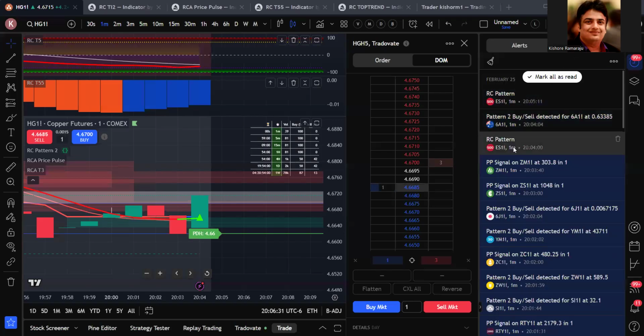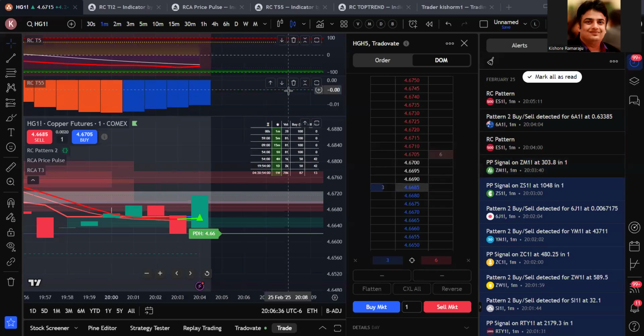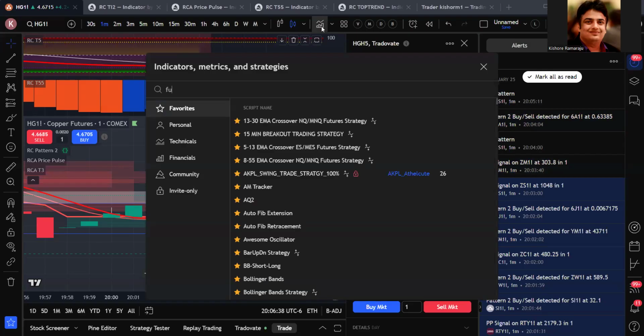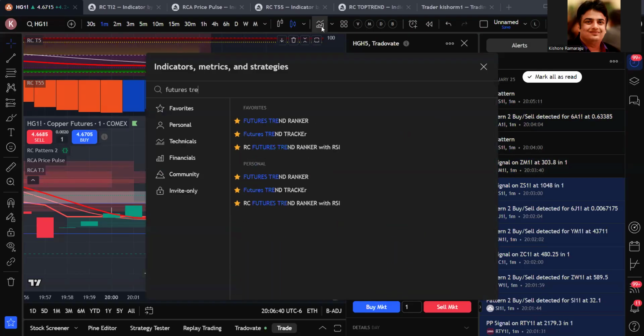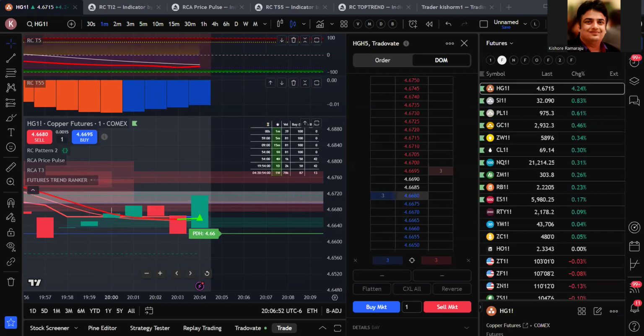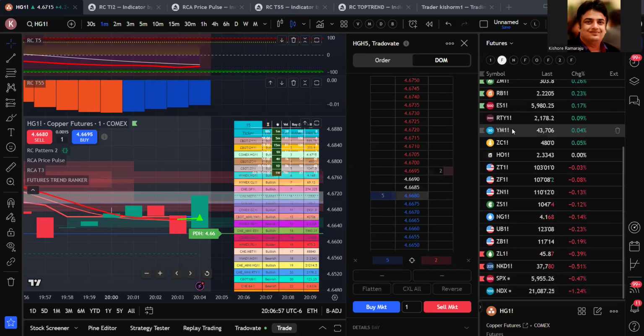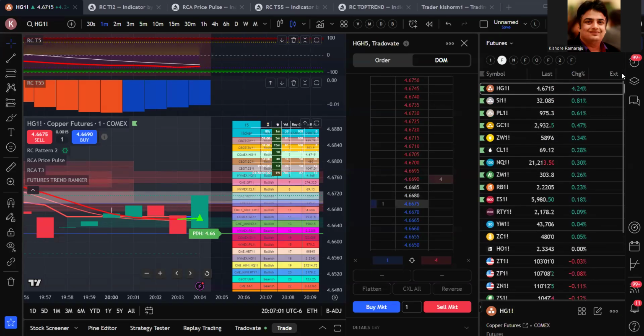So I hope it is clear for everyone. If you want, I'll explain one more time. We have an indicator called futures trend ranker. When you switch on that indicator, that will tell us which ones to trade, because you have 30, 40 tickers. You can trade on all these different tickers. There are a lot more tickers, 6A1, 6B1, 6E1, currencies, euro. So we don't know which one to focus on.